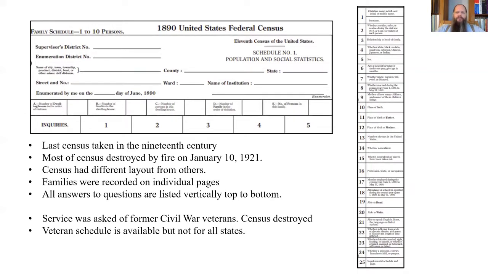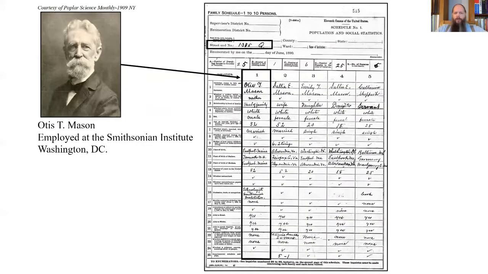Now, because so few of these exist, there's only several thousand that have survived. Ancestry on their website has digitized nearly all of these. So the collection that they have is about as complete as it's going to get. I have an example of one from 1890 to share with you that's been filled out and it's very clear. The writing is really good.